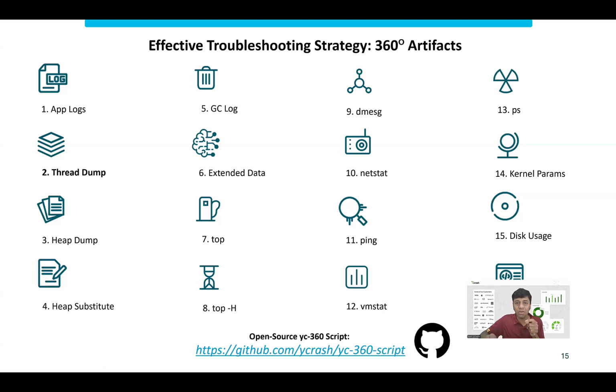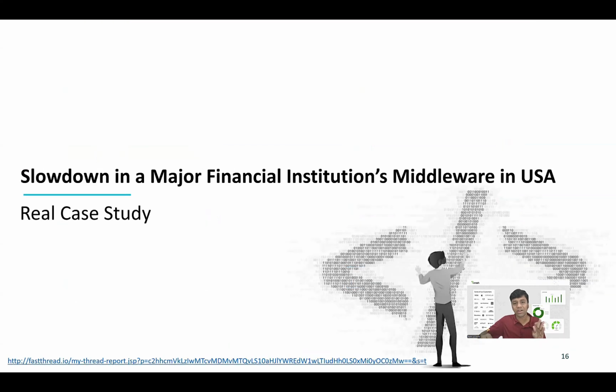Okay. So now, one of the artifacts the script captures is the thread dump, which is the artifact we need to troubleshoot thread leaks, which happen in native memory. So now I have a real-world case study. This is a thread leak that happened in a very major financial institution in North America.